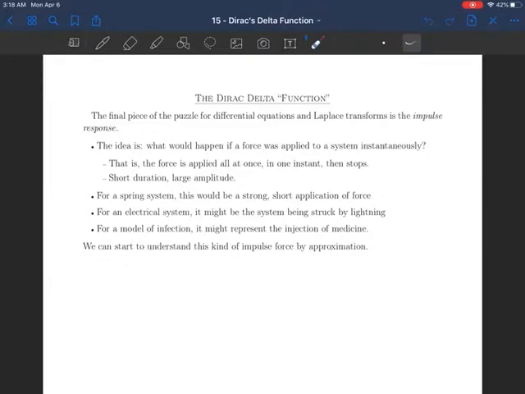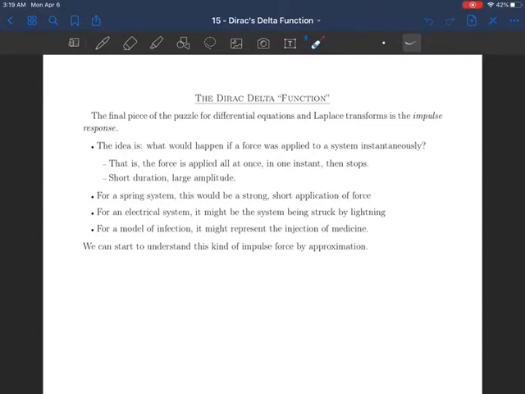The final piece of the puzzle for differential equations and Laplace transforms is the thing called an impulse response. The idea is this. What would happen if we apply a lot of force very quickly, instantaneously? So the force is applied all at once in one instant, and then it's done. No more force being applied. So this is something that's very short duration, but large amplitude.